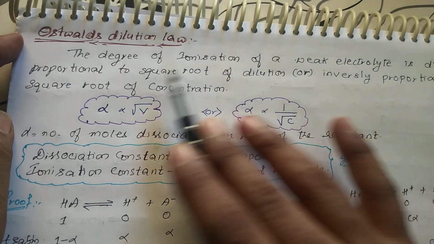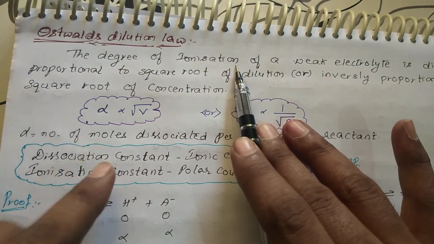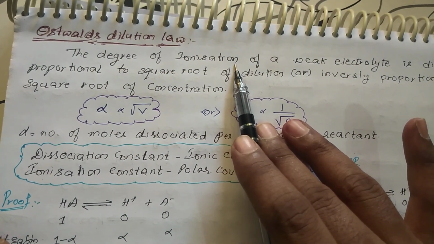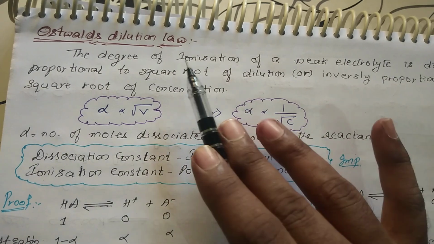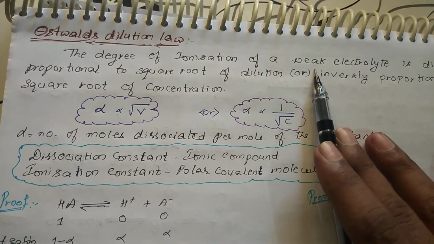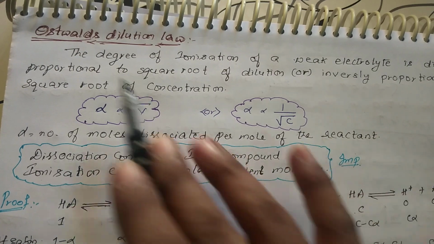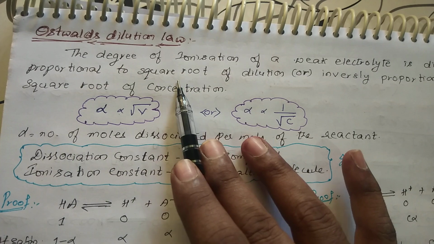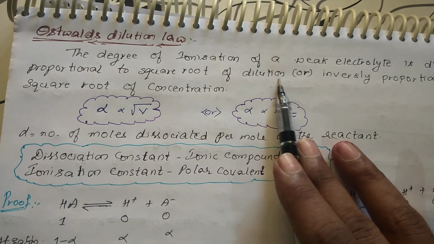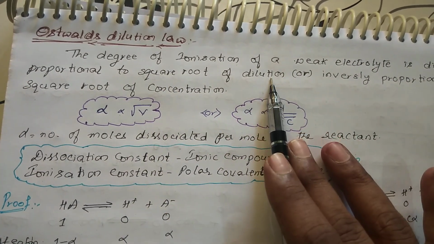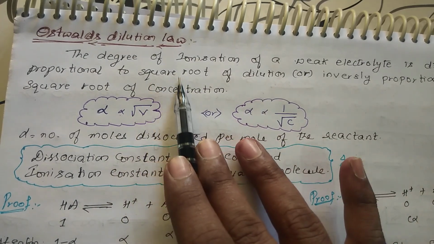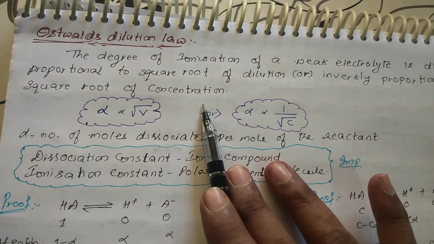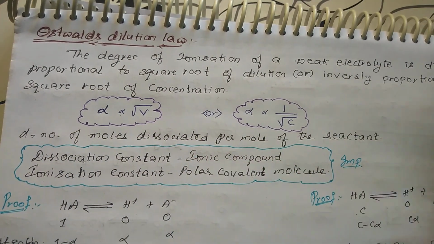The degree of ionization. What is the degree of ionization? It is nothing but alpha. Degree of ionization means the number of particles dissociated per mole of a substance. It is called the degree of dissociation alpha of a weak electrolyte. See, always we will be talking with respect to weak only. So the degree of ionization of a weak electrolyte is directly proportional to the square root of the volume of dilution. Square root of dilution is itself nothing but increasing the volume, right? It is directly proportional to the square root of dilution or inversely proportional to the square root of concentration. What happens if you dilute? The concentration level decreases.